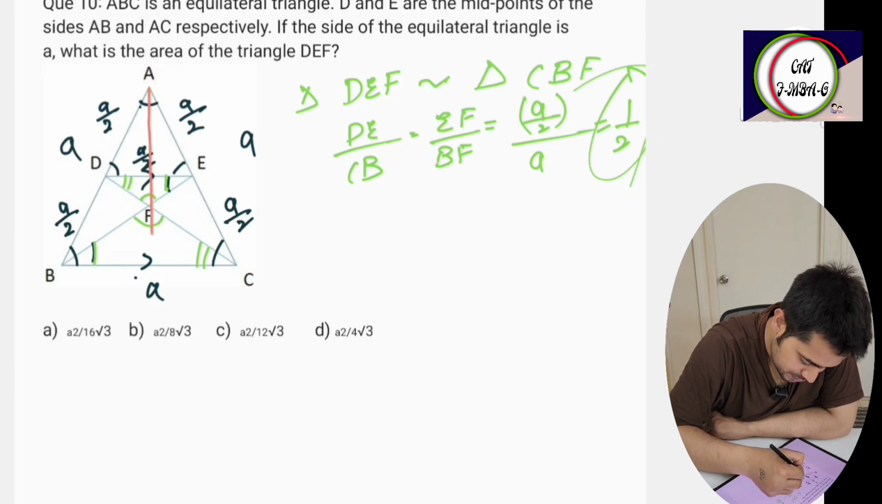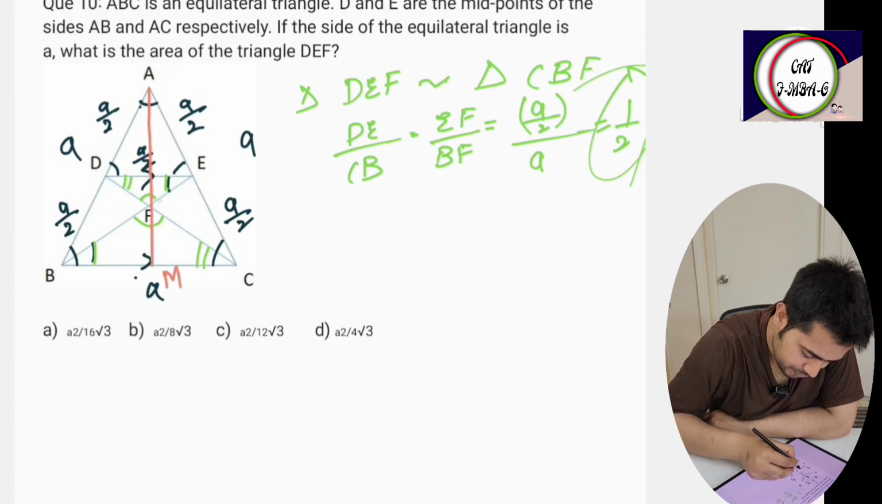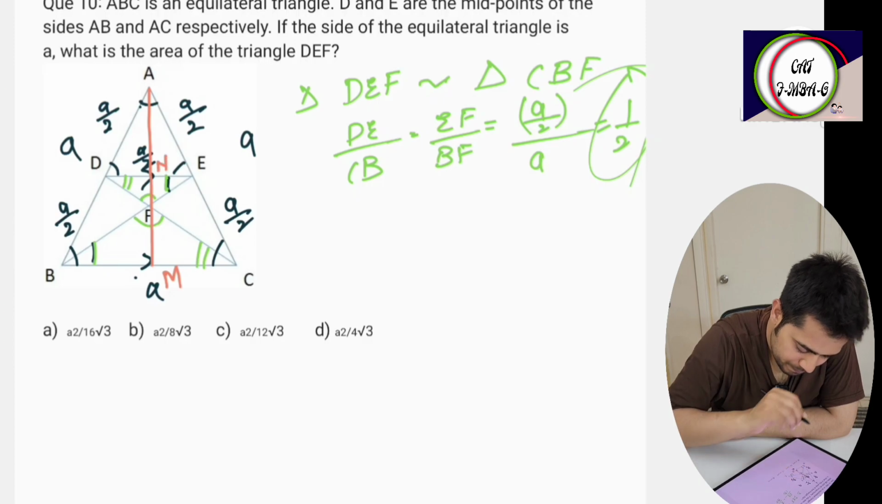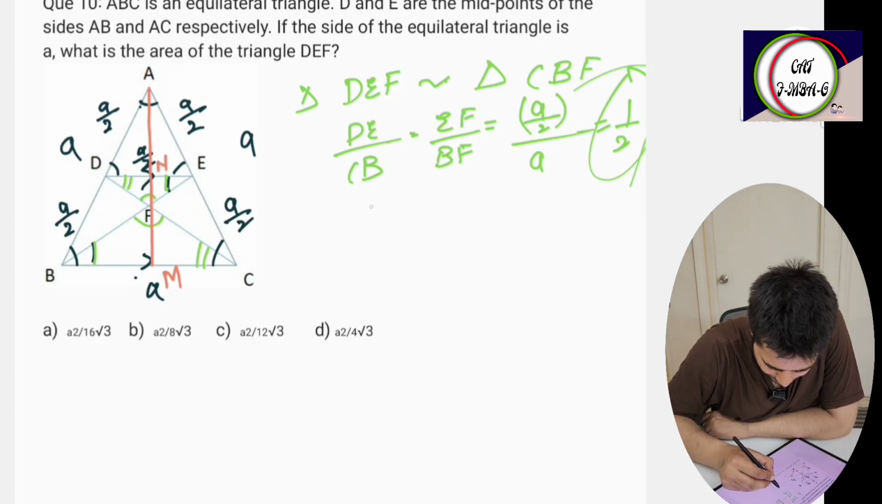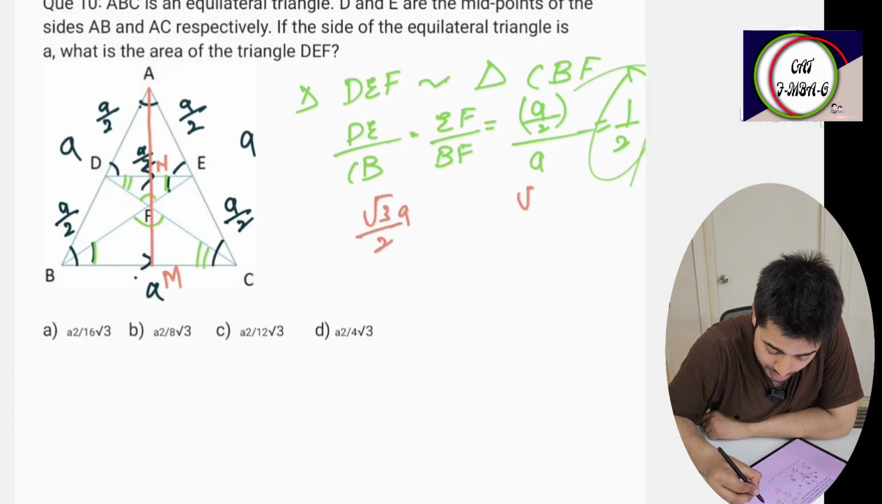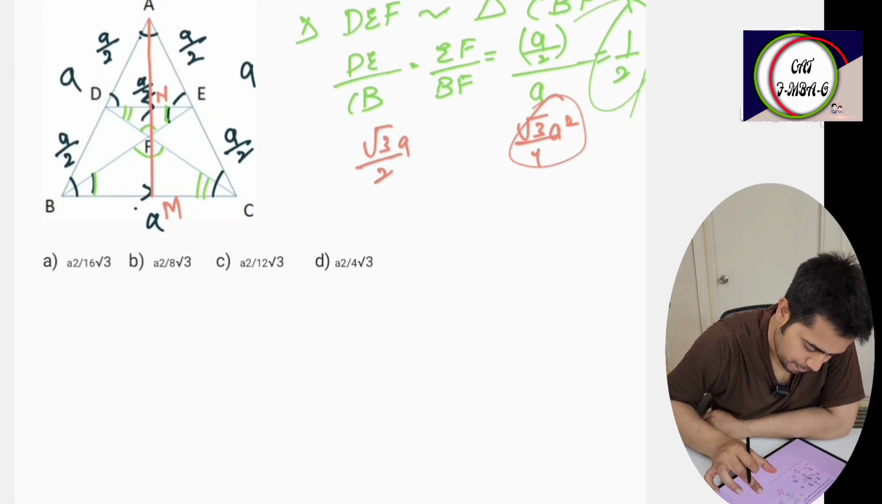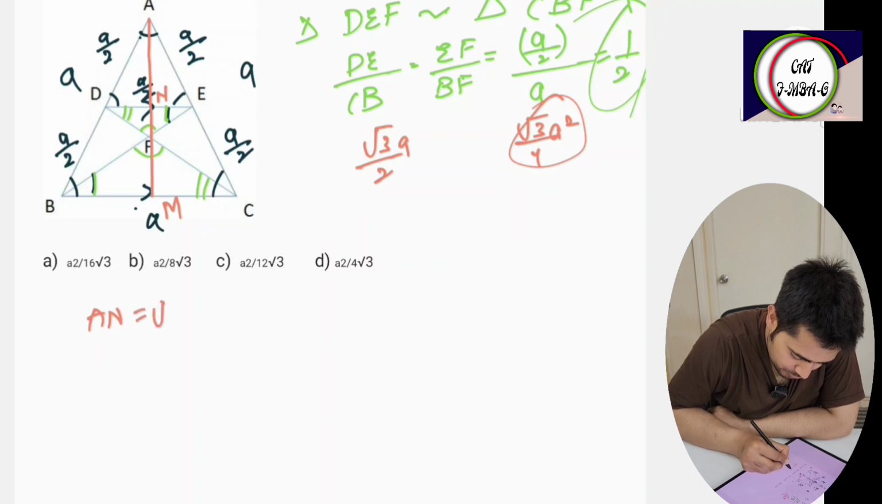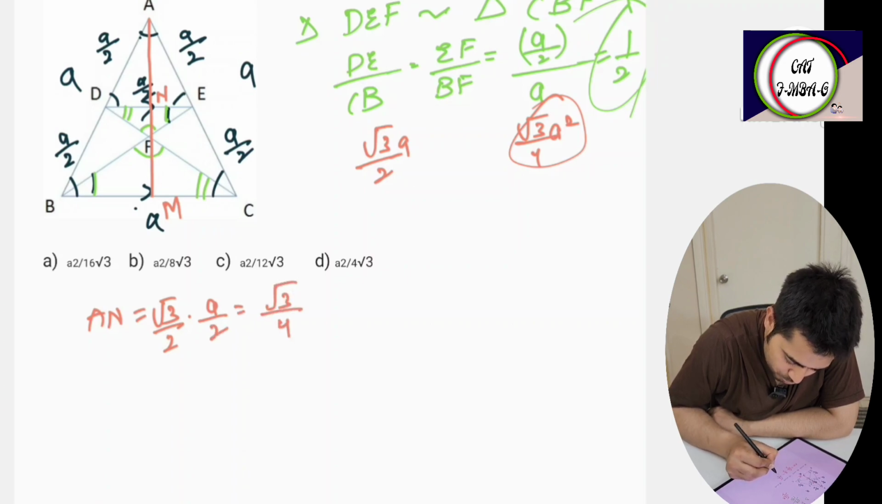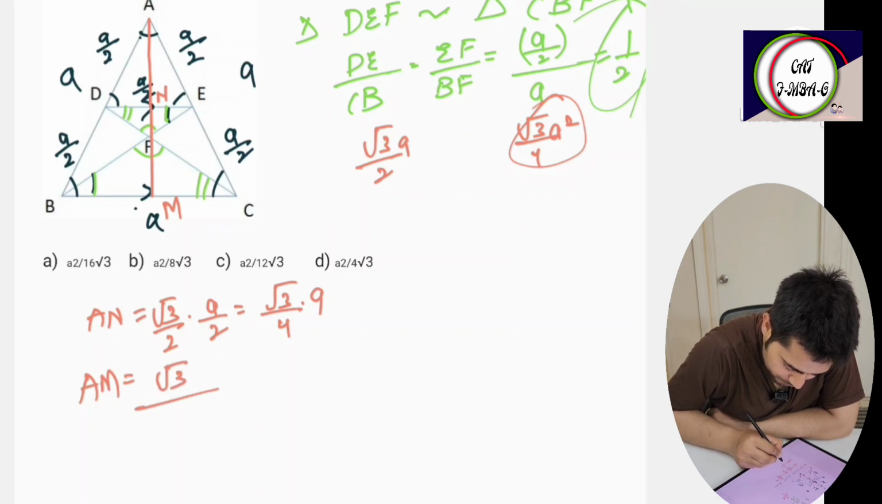So let us draw like this. Let this be M, this is F, this is N. So in an equilateral triangle, we know that the length of the altitude is root 3 by 2 a. Area is root 3 by 4 a square. Okay. So here AN is equal to root 3 by 2 into a by 2. So it is root 3 by 4 a. AM is equal to root 3 by 2 into a.